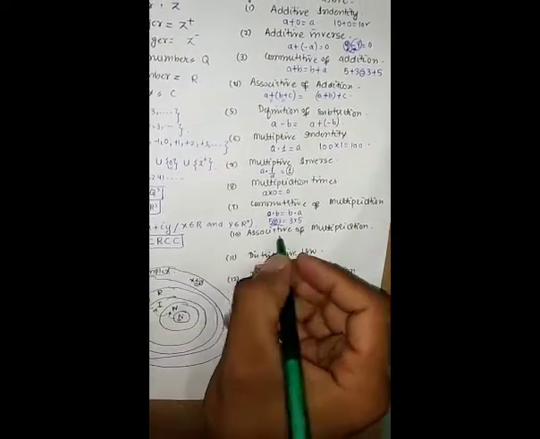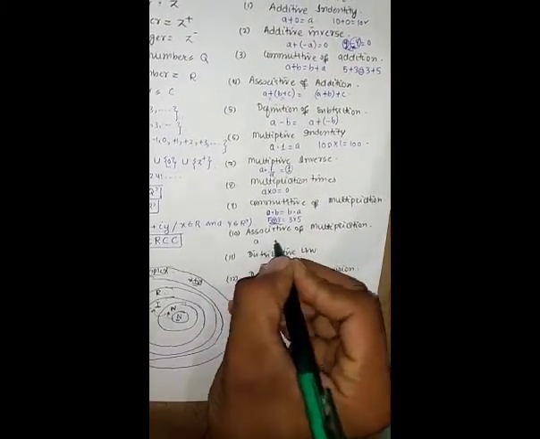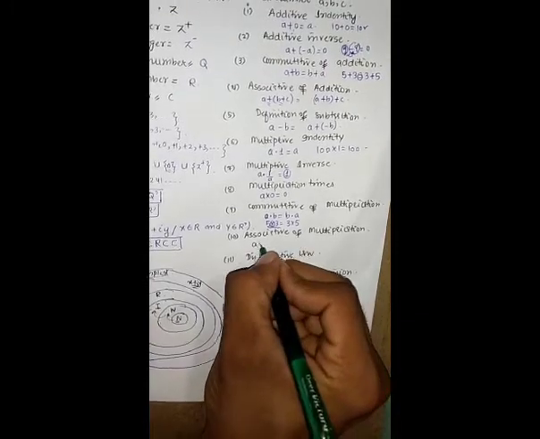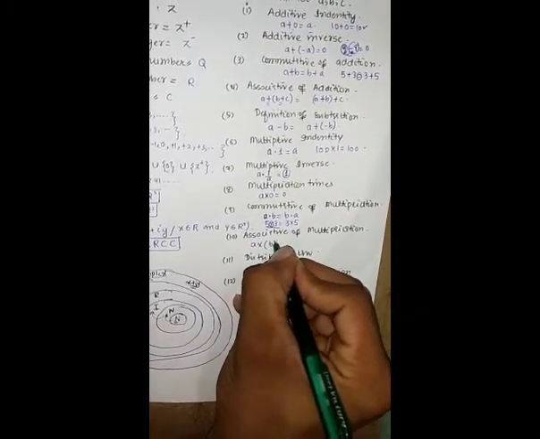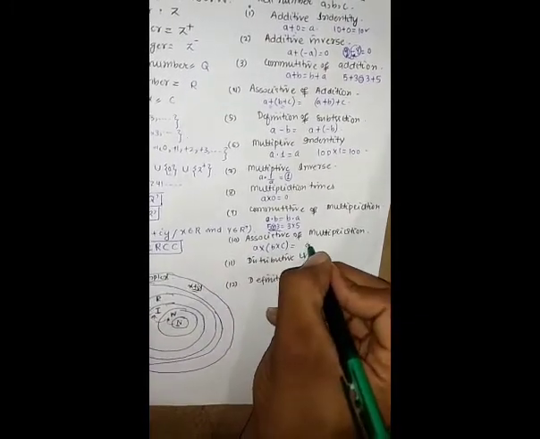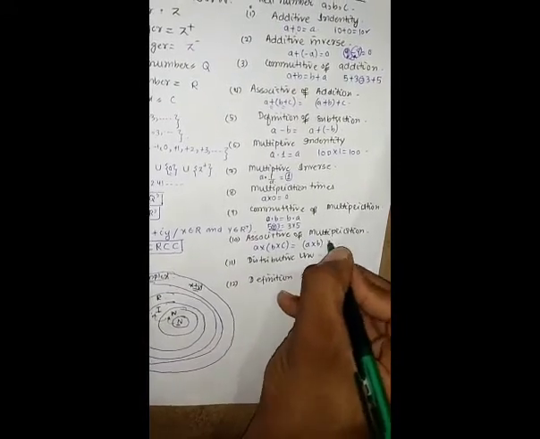What is called the associative property of multiplication? In associative, this property is always valid on 3 terms. So a into b into c is equal to a into b cross c.